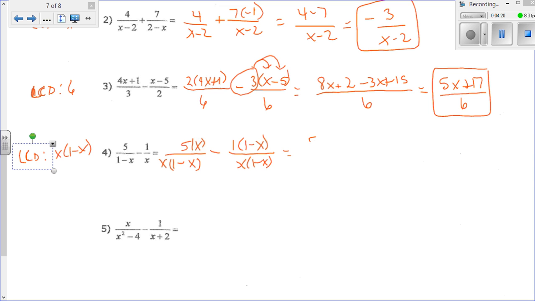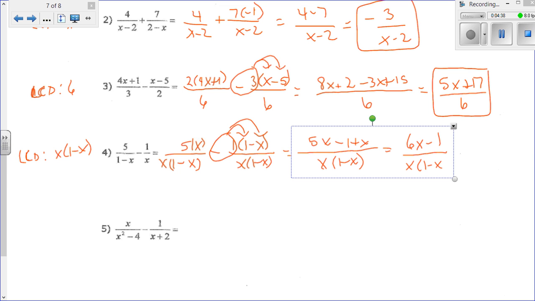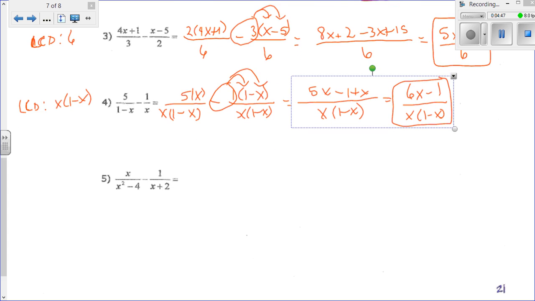So my numerator becomes 5x, and remember to take this negative along with you. So it's negative 1 plus x all over x times 1 minus x. Combine like terms in my numerator, and I have 6x minus 1 over x times 1 minus x. Cannot reduce, cannot factor, nothing cancels out. Therefore, I am done.